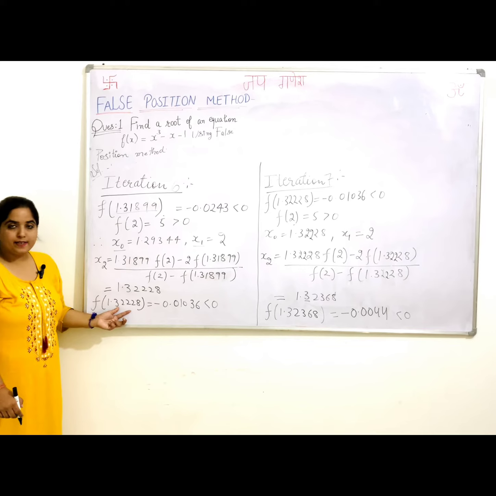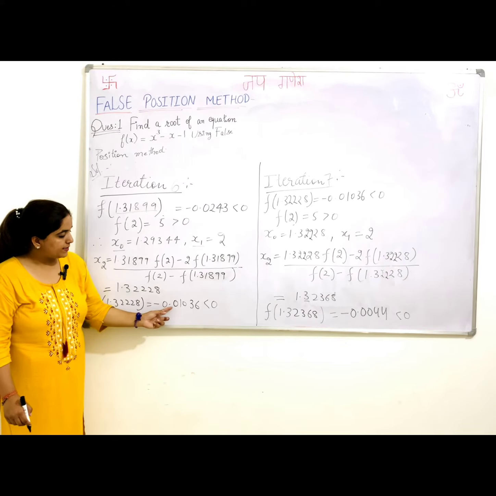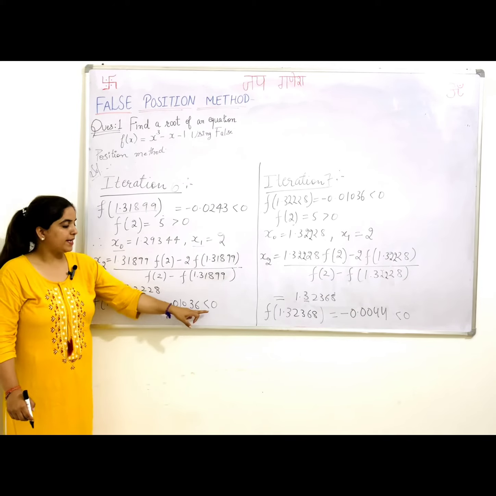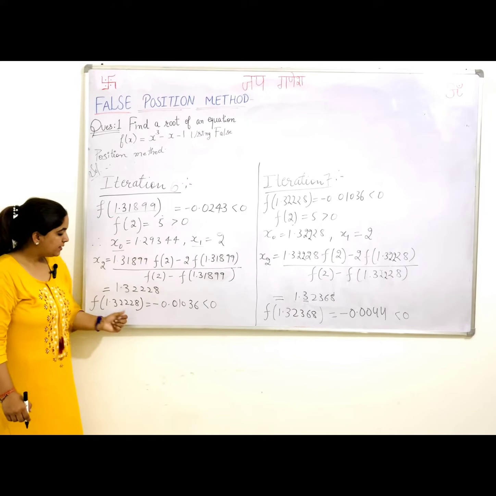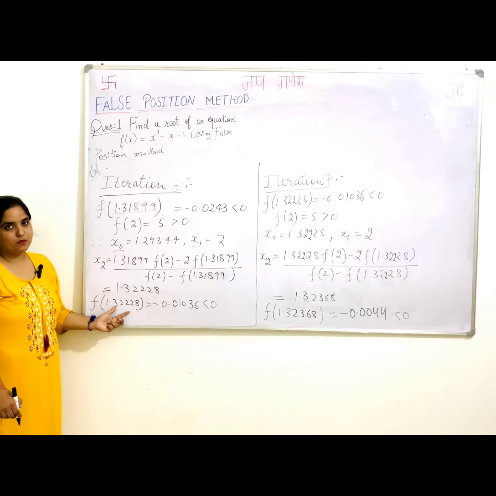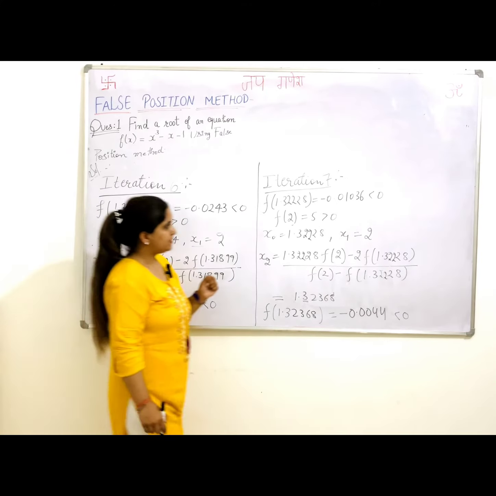Put this value again in the given equation, minus 0.01036. Again a negative number. So in the next equation, again this value will be combined with the positive one. So let's see.